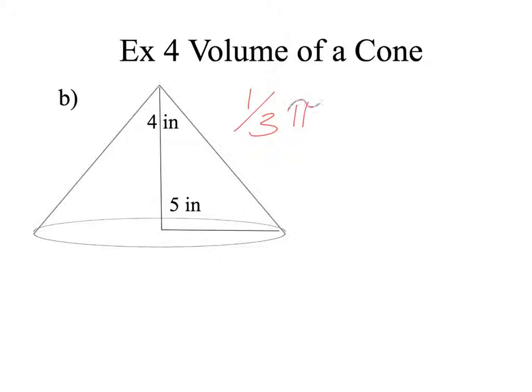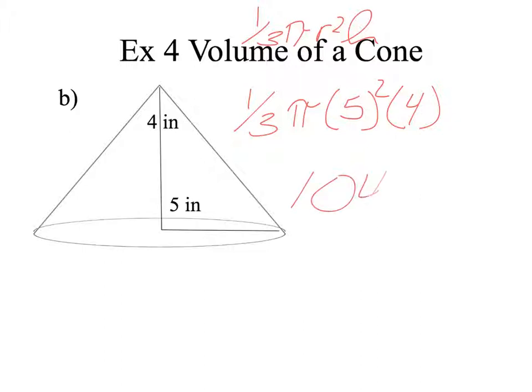1/3 pi r squared, which is 5, times our height, which is 4. 1/3 pi r squared h. So 1/3 times pi times 5 squared times 4. And I get 104.72 inches cubed.